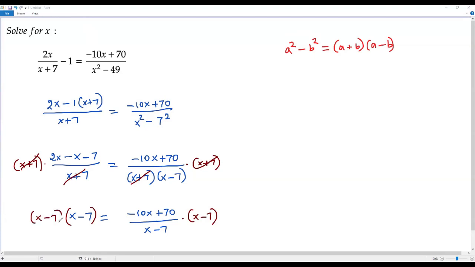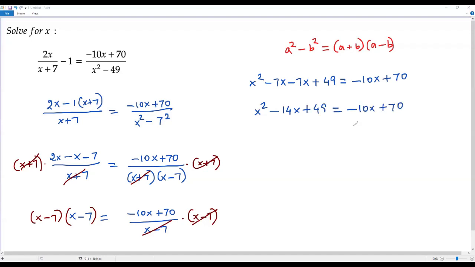When I do so, this x - 7 will cancel out. Now on the left side, I can multiply these two binomials using the FOIL method. First, multiply the first terms: x times x is x². Outer terms: x times -7 is -7x. Inner terms: -7 times x is -7x. Last terms: -7 times -7 is +49. On the right side, we have -10x + 70. Combining -7x and -7x, I'm getting x² - 14x + 49 = -10x + 70.